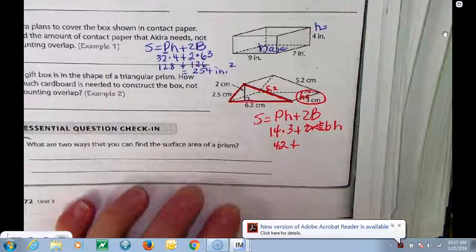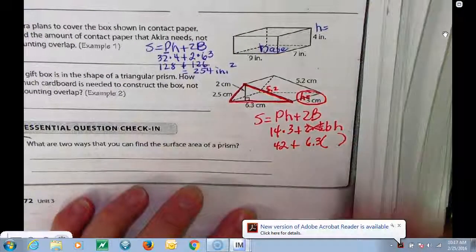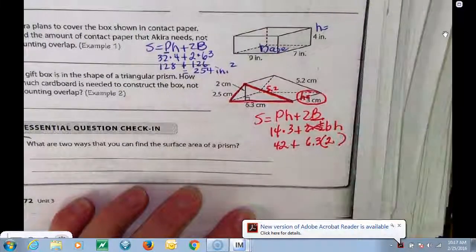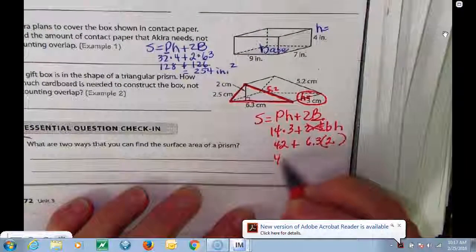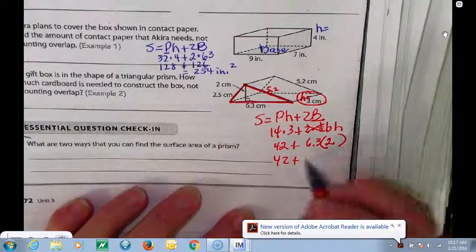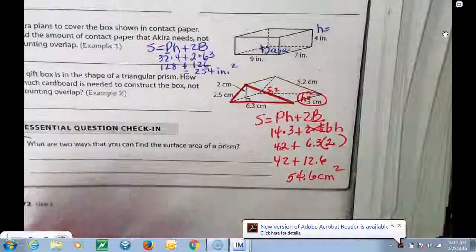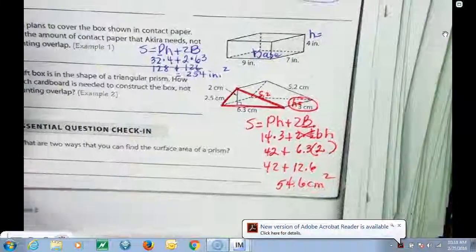What's the base of the triangle? 6.3. What's the height of the triangle? 2. When you're getting the area of the triangle, you focus on the triangle only. Don't you look at any other numbers on any other part of it. What's 6.3 times 2? Add it up. Good. Who got that right? Okay, about half of you. You see why you missed it? Fix it.